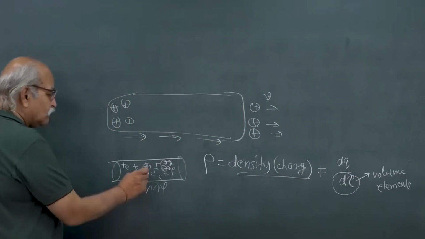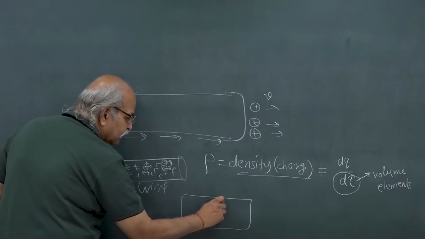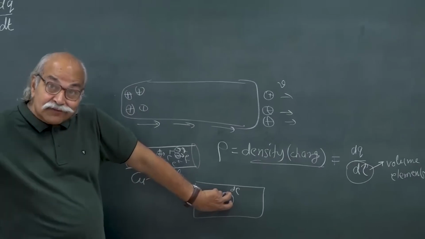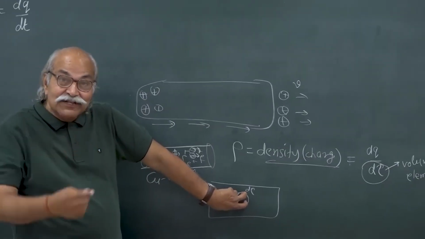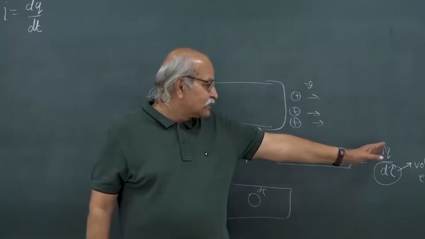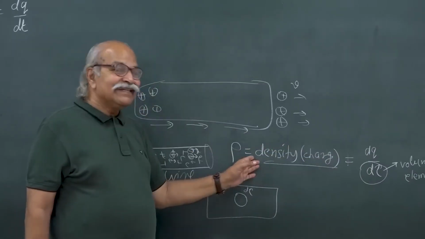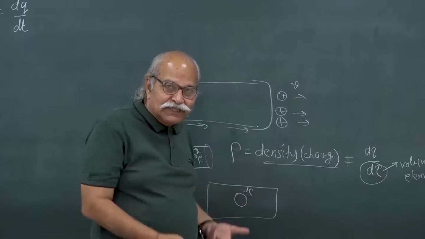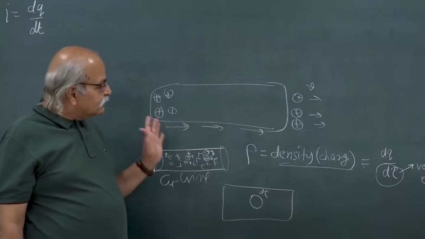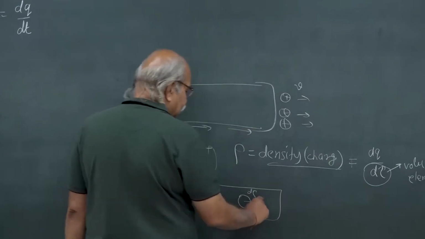So if I take a small volume d tau in this wire, how many free electrons are there in that d tau? Look at only that charge, and that charge divided by that volume is the charge density of the charges which are contributing to the current. So if you have a charge density rho and then it moves, then you have a current.